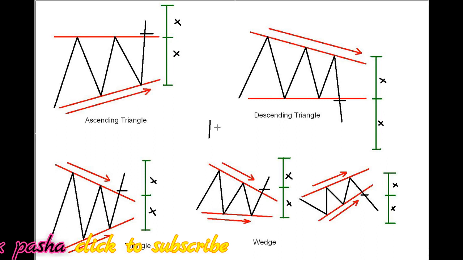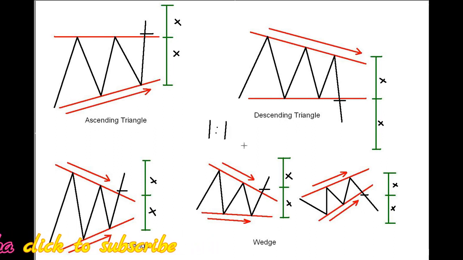So remember, your profit targets are always 1-to-1 ratio, which means that they are exactly the same. So the amount that you would lose if you were wrong is exactly the same as the amount that you will get if you hit your profit target. So that's it in terms of defining these patterns.